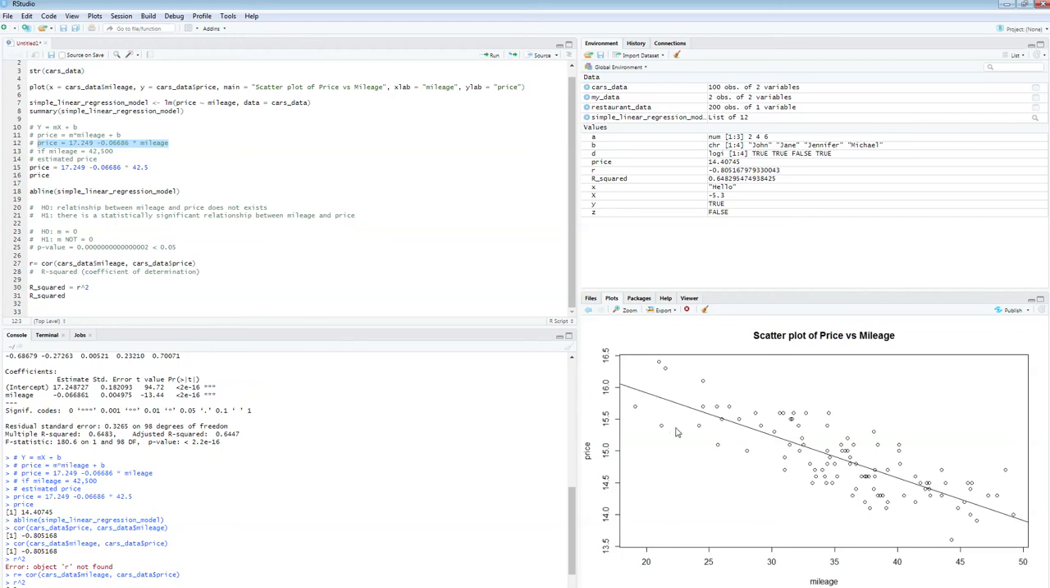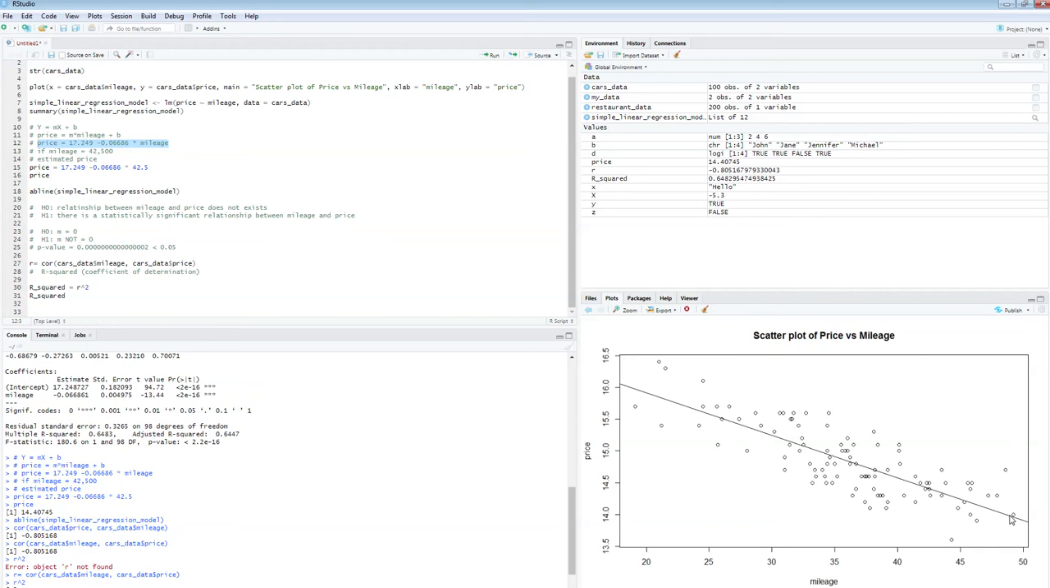So for each car, I can do that because I know the mileages of all of my cars. To predict the prices, all I have to do is take the mileage for each and every car and plug it in. And I will calculate an alternative price for the car, if you will, the one from this straight line.